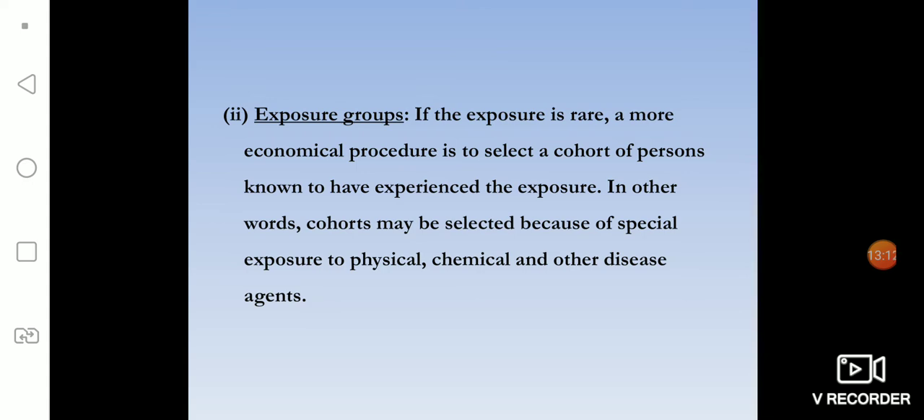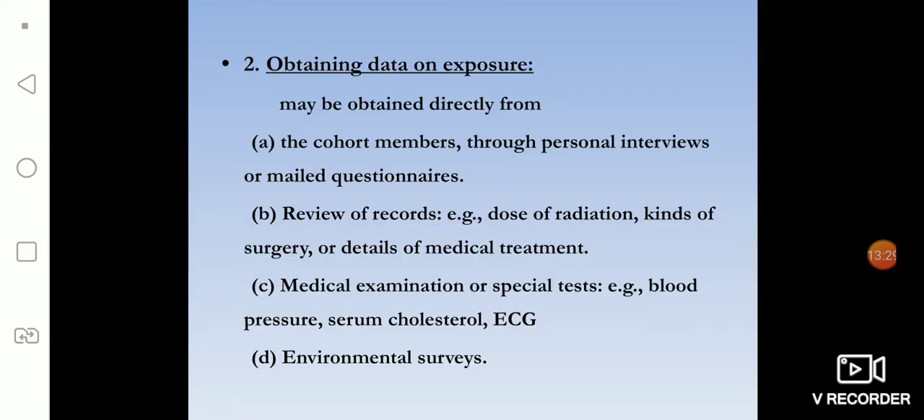Now, if you want to find out people who are working in a BD factory, or who are working in a particular chemical factory, who are exposed to those particular chemicals, you can find them from those exposure groups. This is called exposure groups.